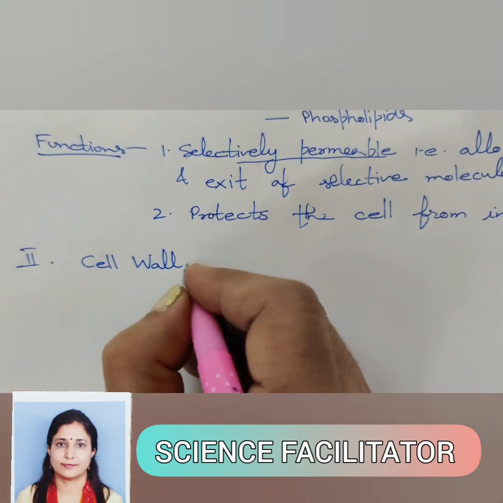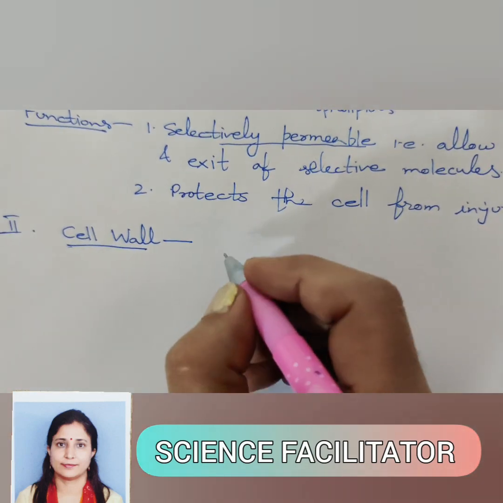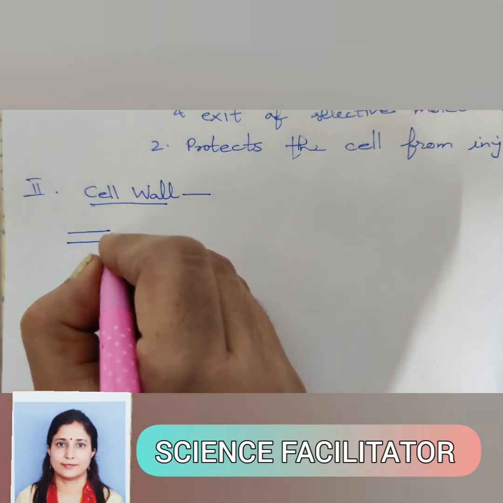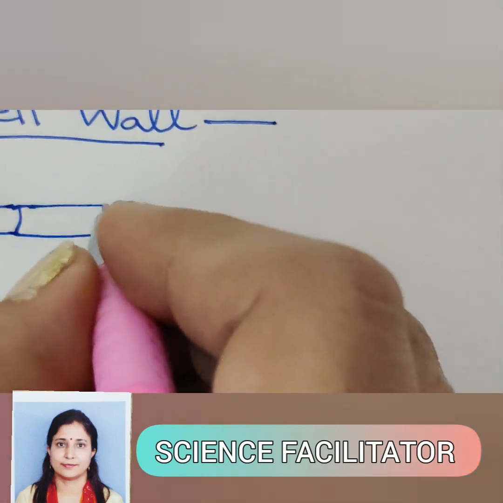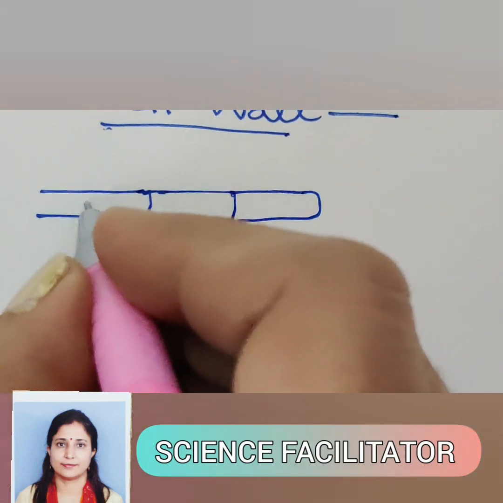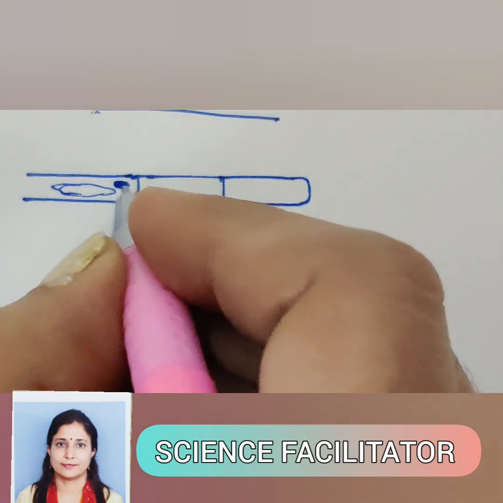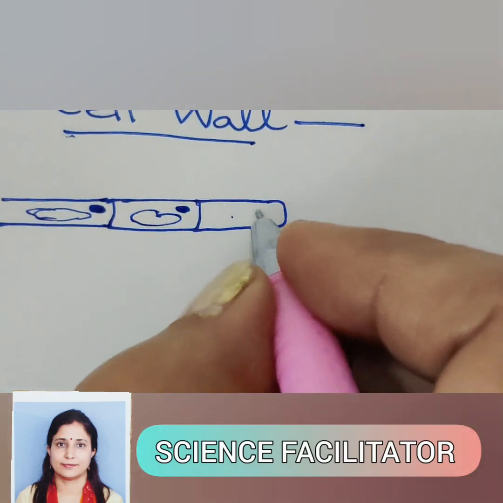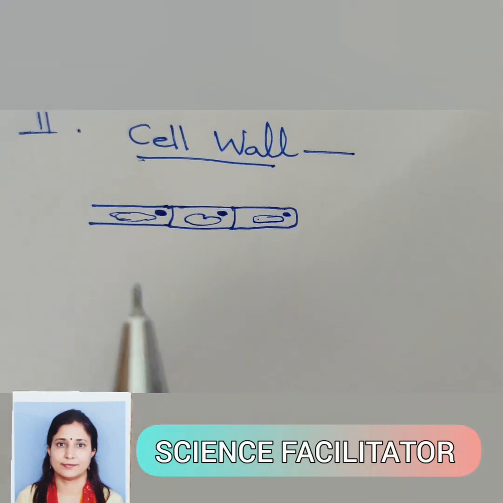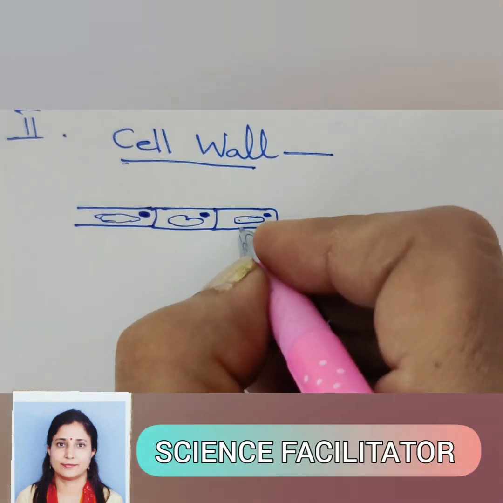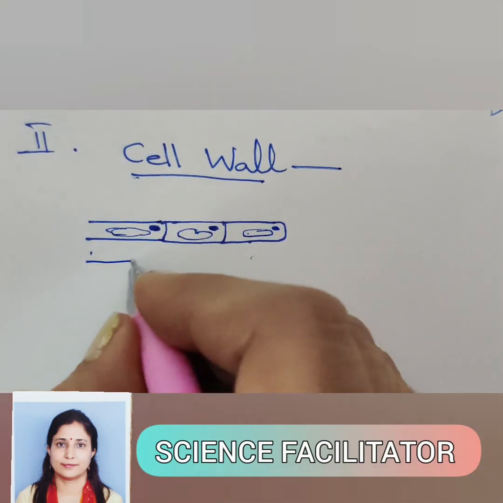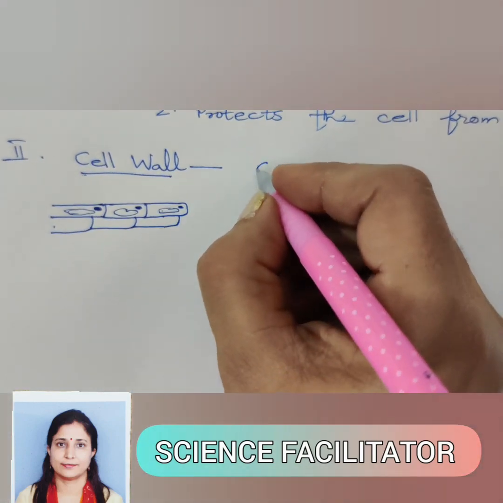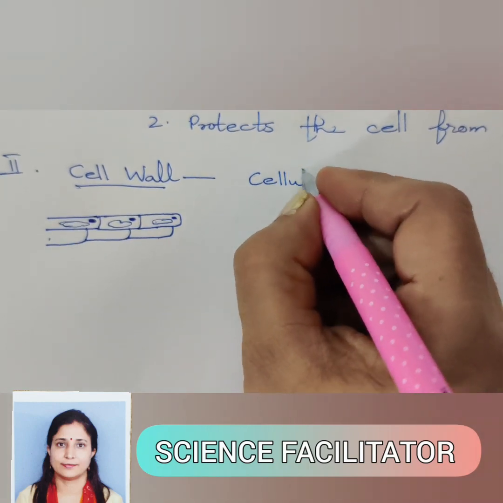In plant cells, as they are not able to move, they need more protection. If we observe onion peel cells under the microscope, it will look like this. This outermost boundary is cell wall, and in the center a big vacuole, a big empty space, is there, and the nucleus is at the side like this. If you peel out a very thin membrane from the onion and observe under microscope, it will look like this. So this outermost boundary in plant cell is cell wall. It is made up of cellulose.